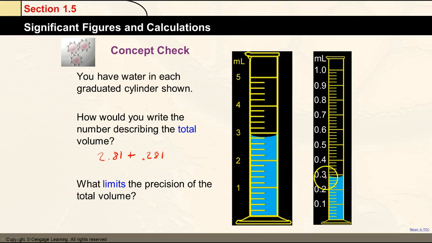0.28 is this line right here. 0.28 is right there, or just above that. And so then we need to estimate 0.281, the 1 right after that.